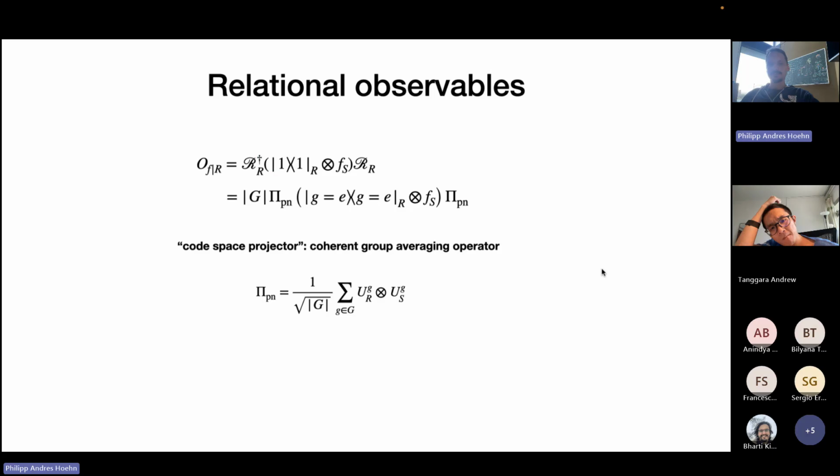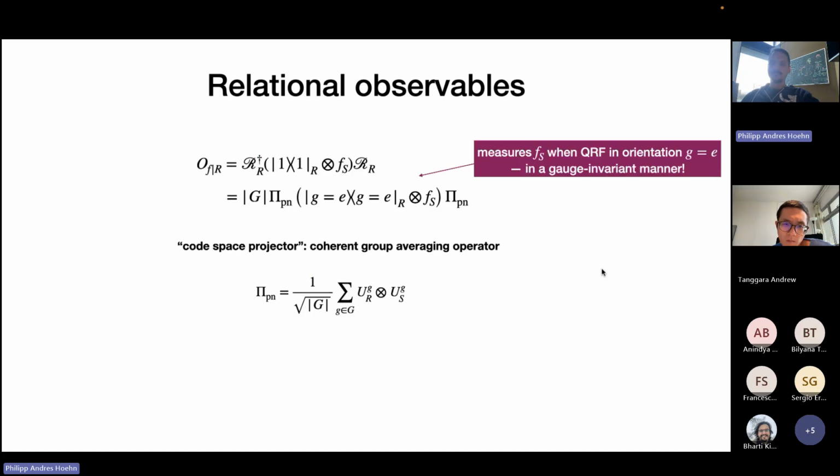The Pi_N is just a projector onto the gauge invariant Hilbert space, which is what would be the projector onto the code space in the quantum error correction literature. And you can just write it here as a coherent group averaging over the gauge transformations, okay? So this projects you onto the gauge invariant Hilbert space.